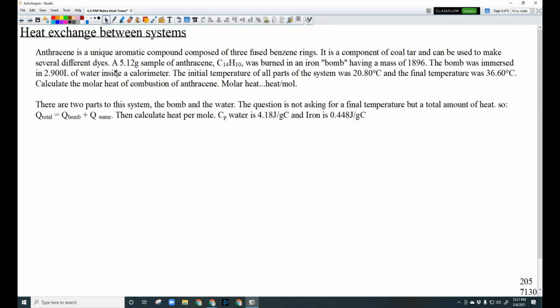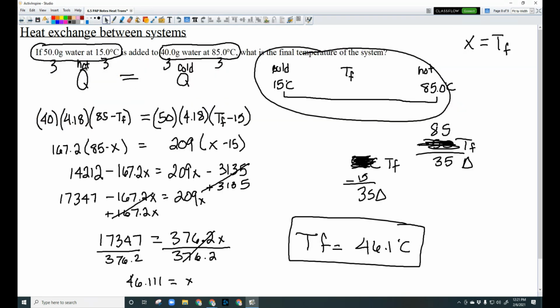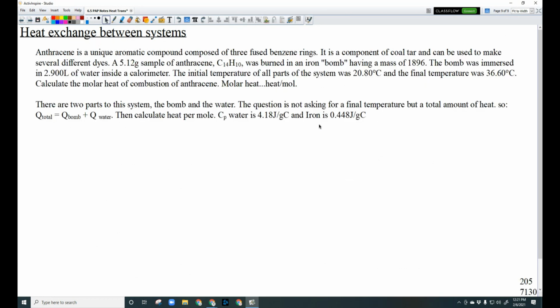All right, so let's look at a different type of question. Here we have a different type of question because on this previous question, we were looking at this system being added to this system and coming to a final temperature. Well, this question is not like that. This type of question, well, let's just read through it.